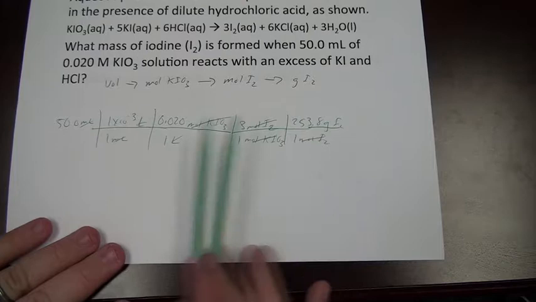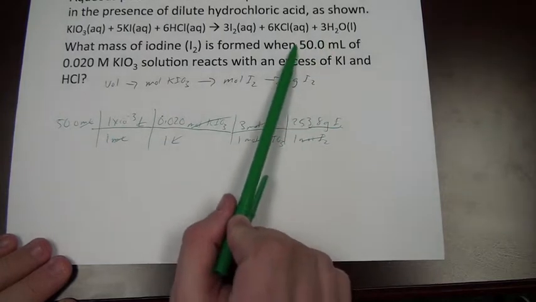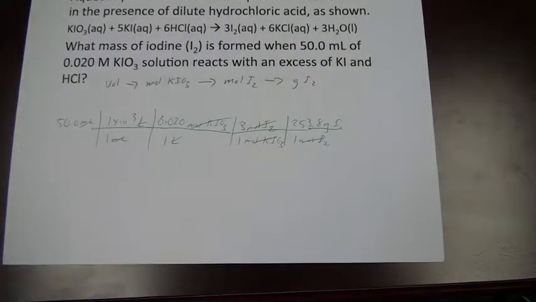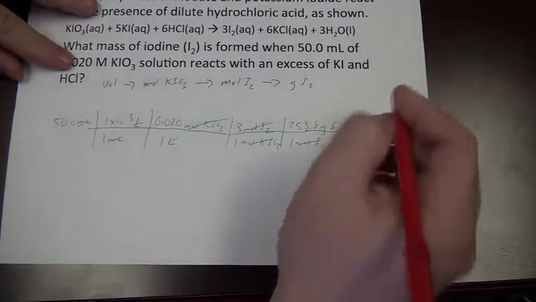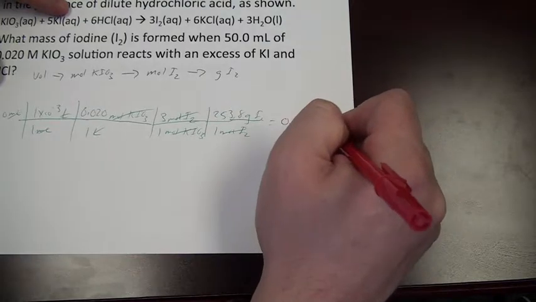Again, as always, multiply across the top, divide across the bottom. As far as significant figures go, we have 3 in this number, 2 in this number, so our final answer should have 2 significant figures, or 0.76 grams of I2.